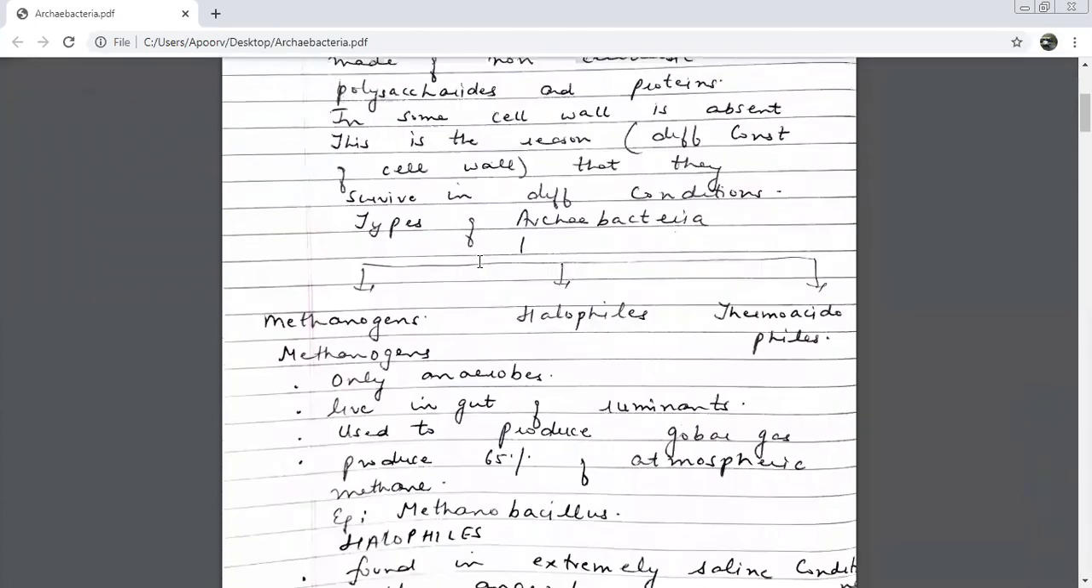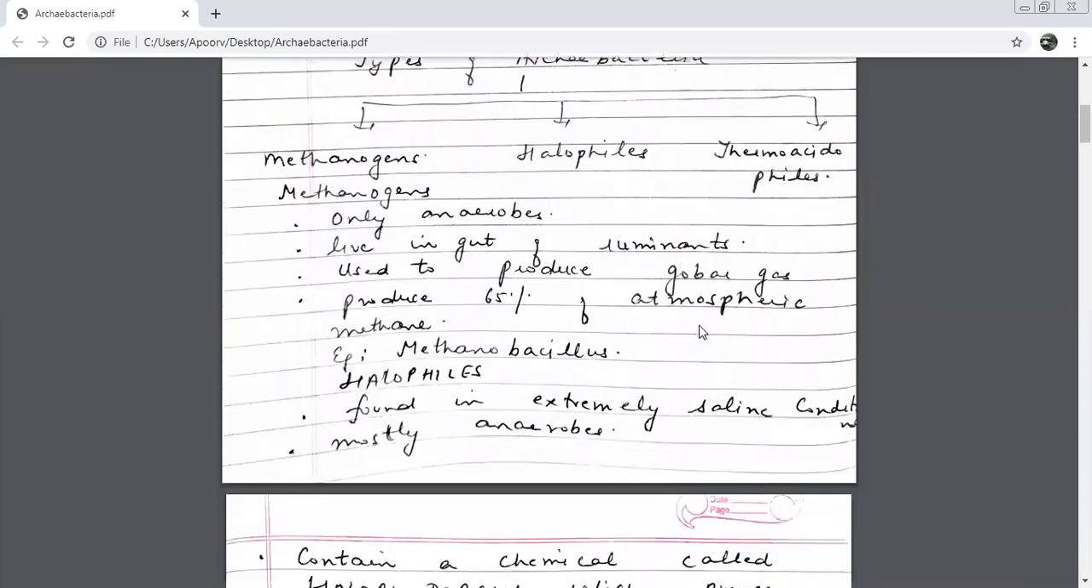Chaliye, we've just done this. Types of archaebacteria: methanogens, halophiles, thermoacidophiles. First, I'm taking up methanogens with you. What are the main features of methanogens? They are only anaerobes; they cannot survive in the presence of oxygen. They are found in the gut of ruminants, like cows and buffaloes.